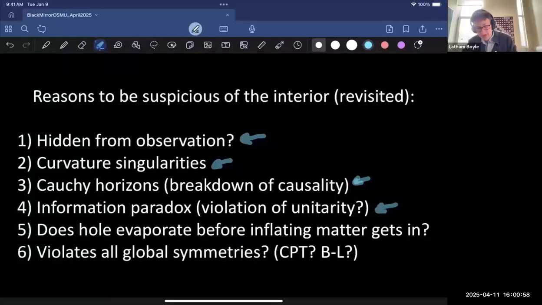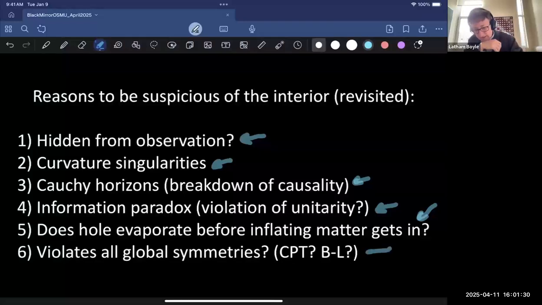I described a moment ago how the information paradox is improved, because if there's no interior, there's no need for superluminal propagation for the information to escape from the interior. I had described before this puzzle about whether a black hole evaporates before it forms, and should that lead you to be skeptical about the existence of the interior. In this picture, yes, it should, and so the interior has gone away.